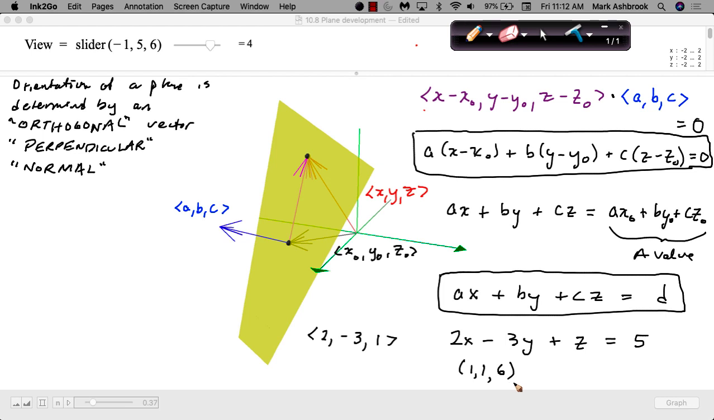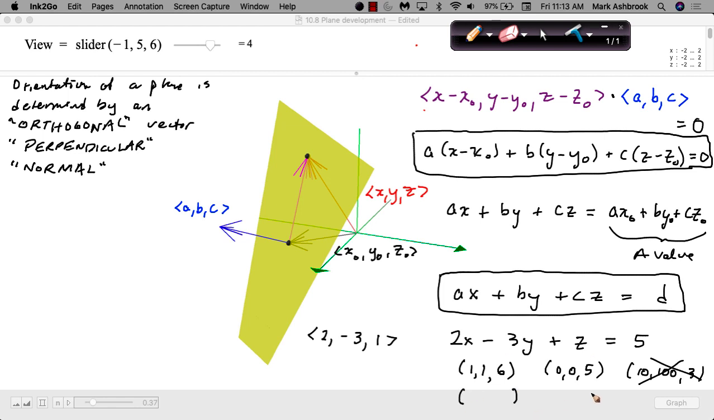What do we know about the point 1, 1, 6? It's on the plane. What about 0, 0, 5? Does it make the equation work? Then it's on the plane. What about 10, 100, 3? What do you think? This point does not make this equation true. Therefore, not on the plane. It's a lovely point, it's a nice point, but it's not on this plane. Okay?